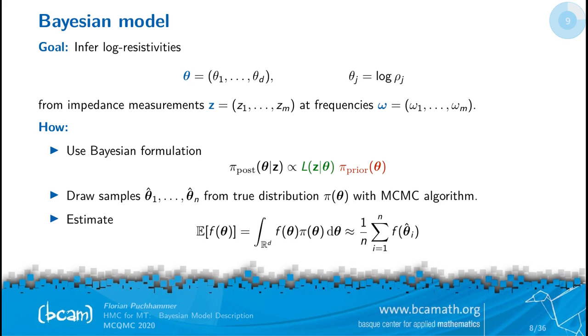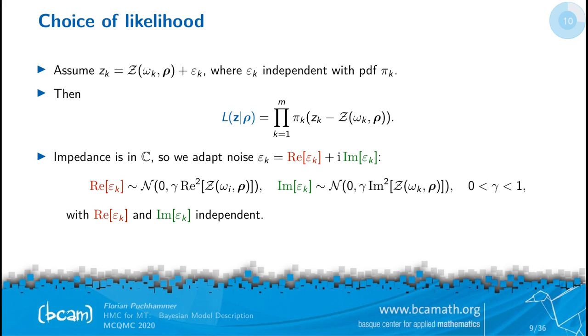Okay, so for the model description, the goal is to infer the log resistivities, so the log of the rho j, which I denote by theta, and we want to do that on the basis of certain measurements at certain frequencies. How we're going to do that, I already mentioned, is the Bayesian formulation, and we choose a sampler, draw some samples from this posterior, and then we just use a Monte Carlo algorithm to estimate some expectation. So this is nothing new.